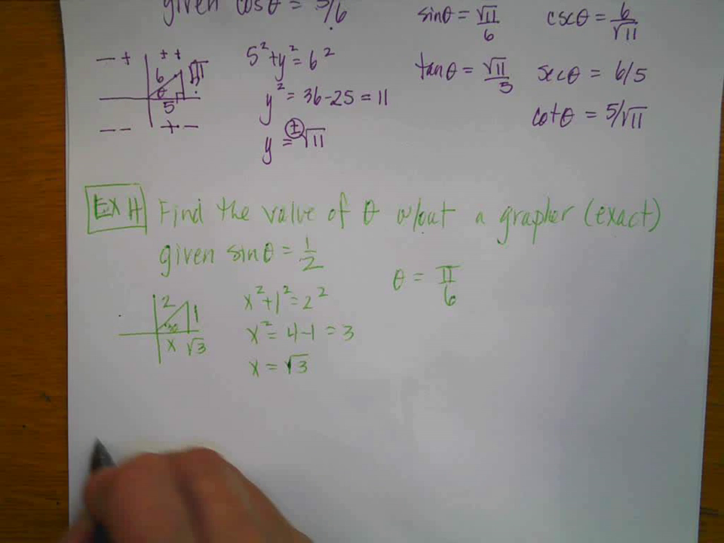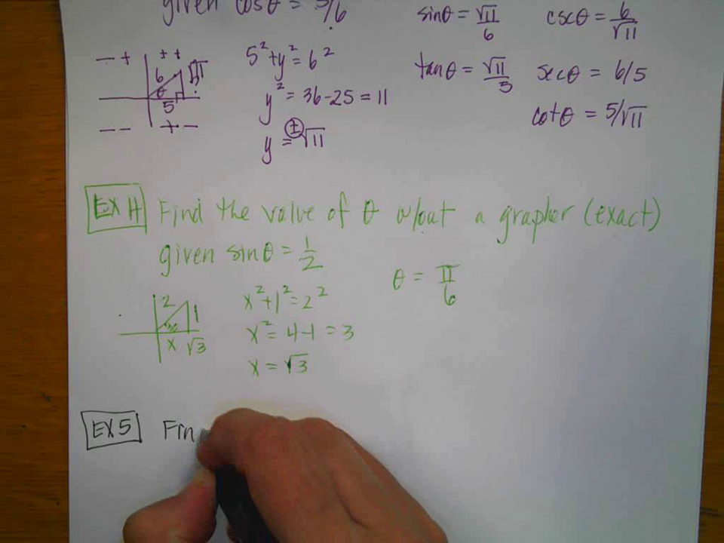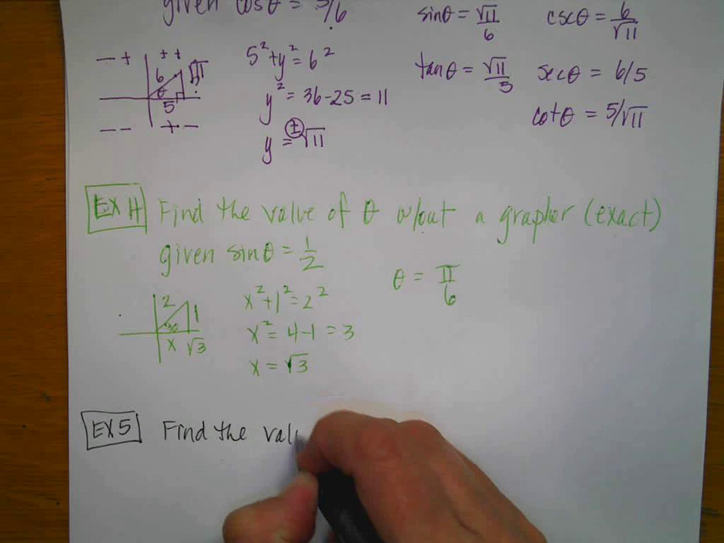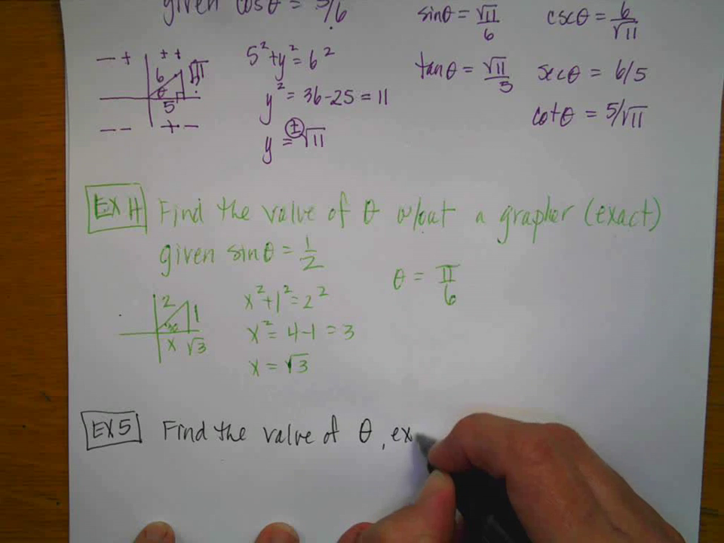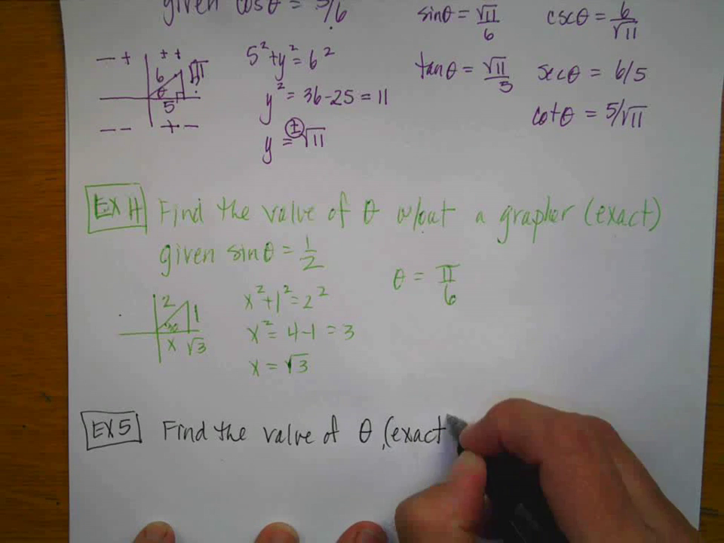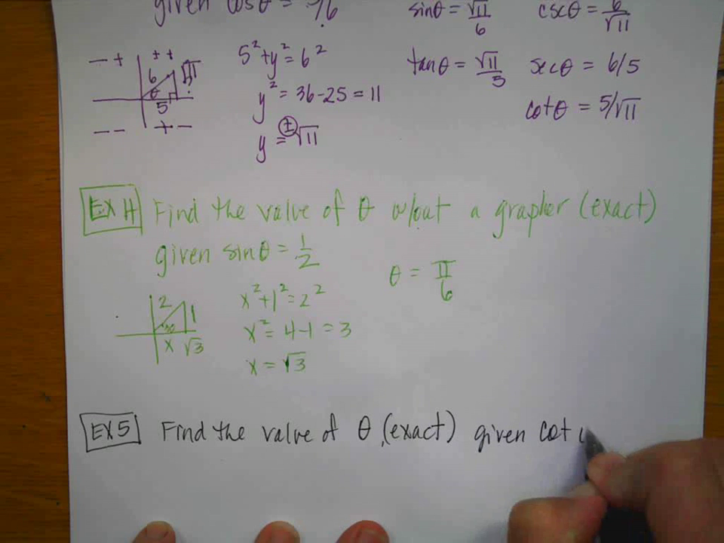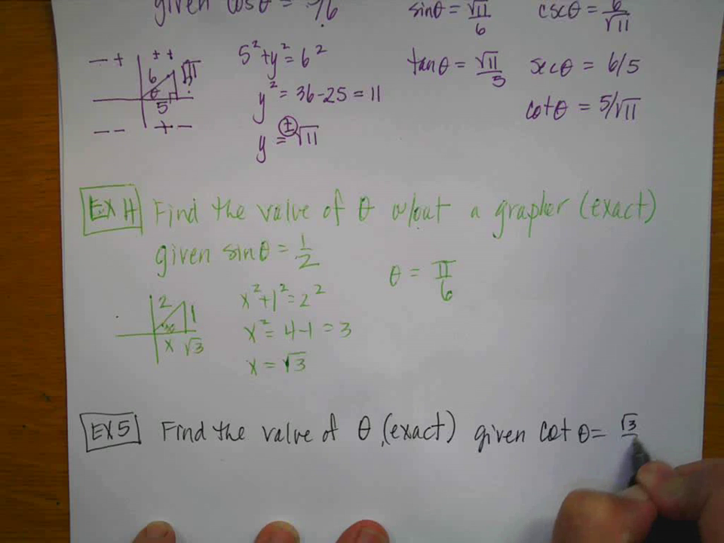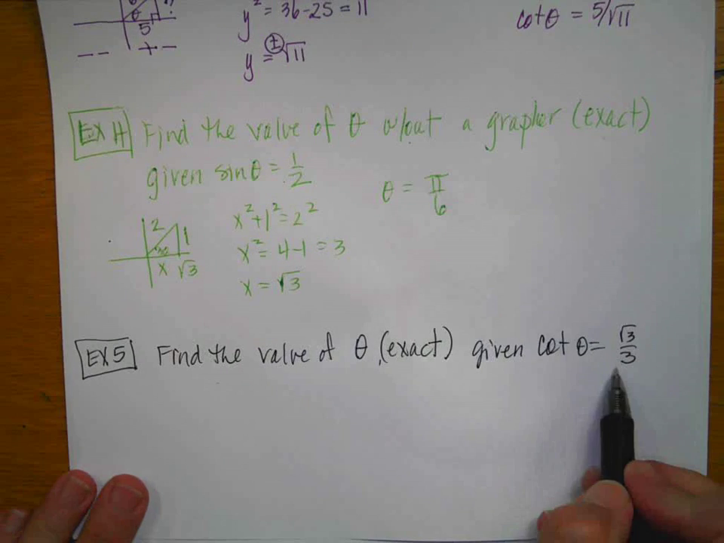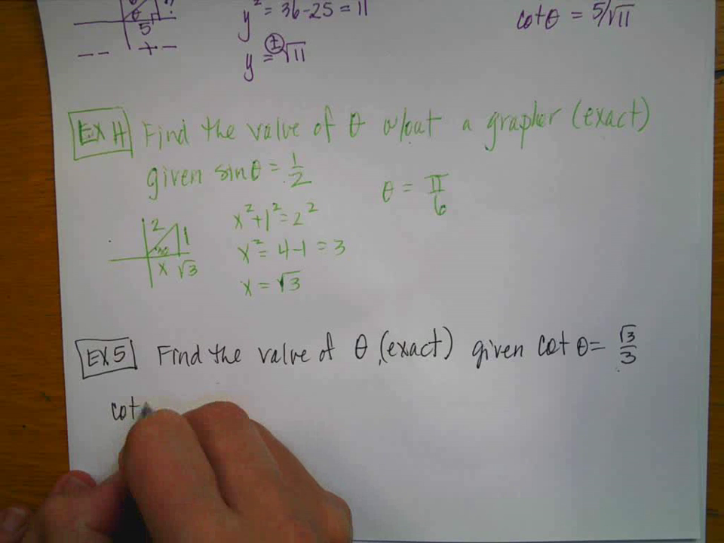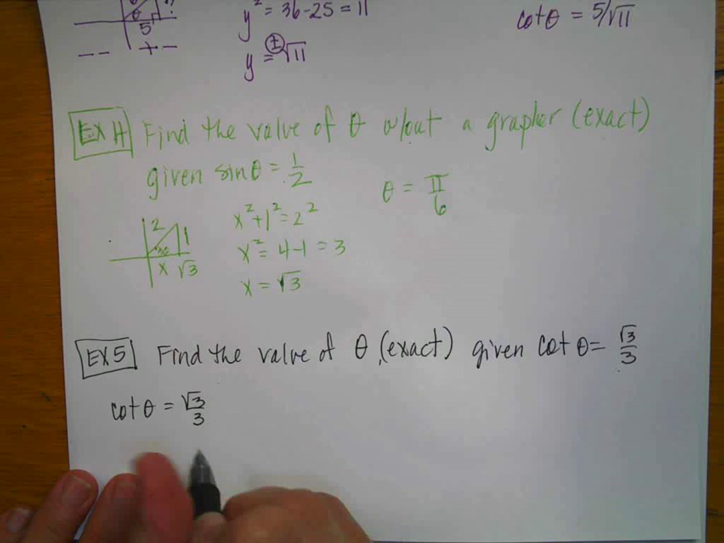All right, let's do our next example. Example number 5. It says find the value of theta without a grapher, so I'm going to write exact. And then we're going to be given that the cotangent of theta is radical 3 over 3. So before we start the problem, I'm going to manage this ratio. So the cotangent of theta is radical 3 over 3.